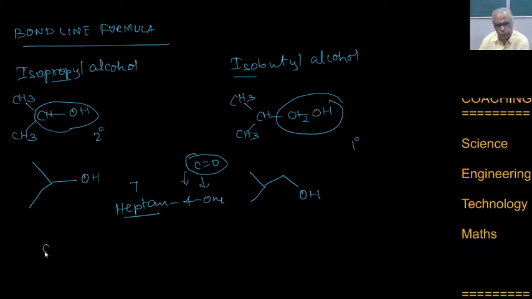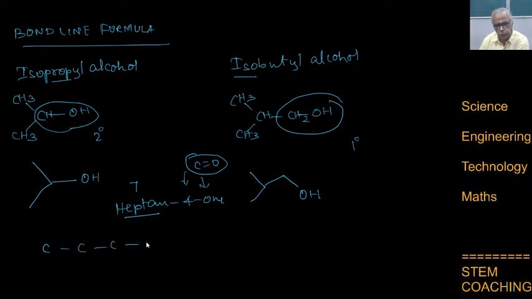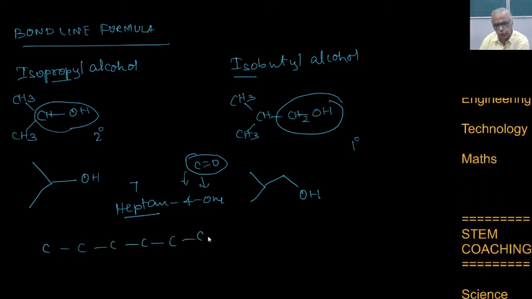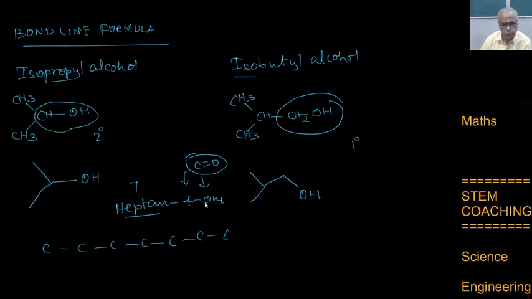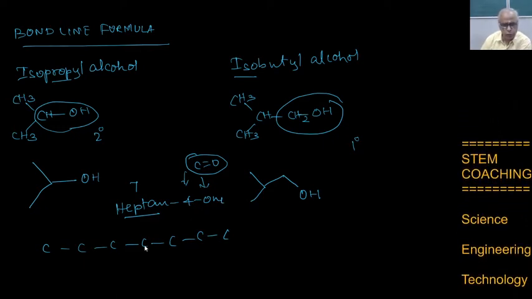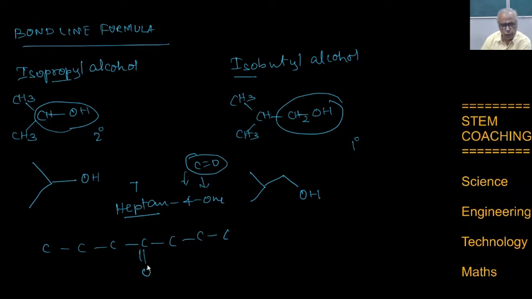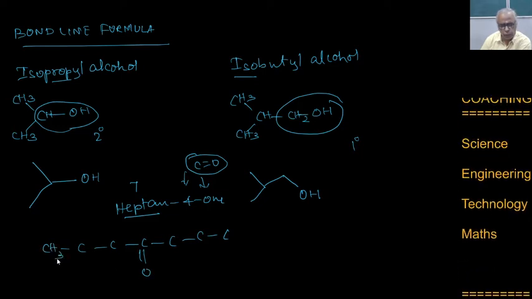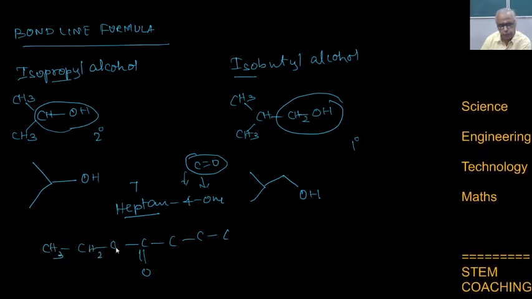So 7 carbon atoms, 1, 2, 3, 4, 5, 6, 7, and select the 4th carbon atom, 1, 2, 3, 4, where you can put O. Now fill up with hydrogen. So this is the best way. Okay.